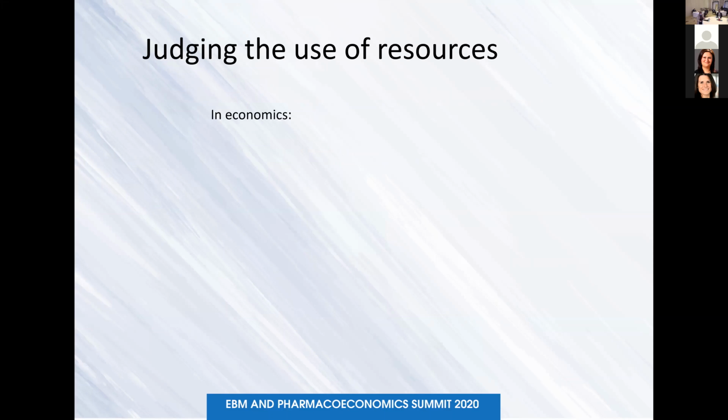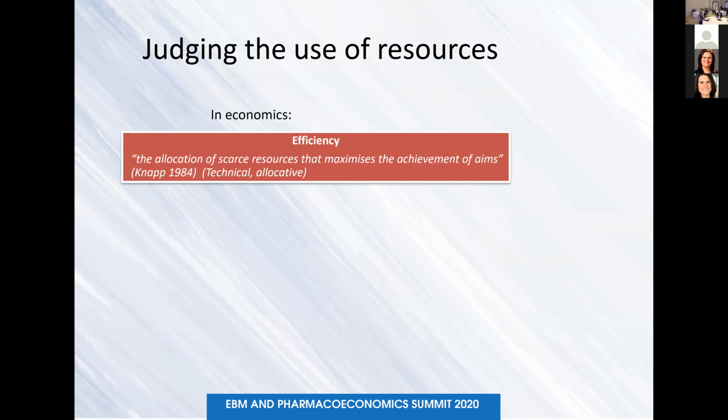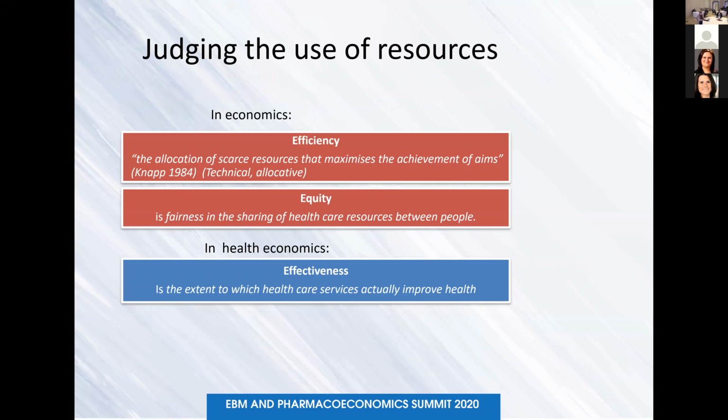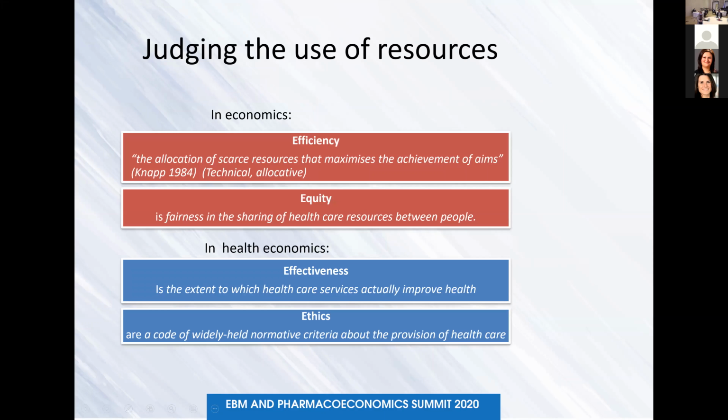So in judging the use of resources in economics, we are very much interested in efficiency, which is the allocation of scarce resources that maximizes the achievement of the aims. We're interested in equity, so fairness in the sharing of healthcare resources between people. Whereas in health economics, we also look at the effectiveness of interventions, so the extent to which healthcare services actually improve health, and also an ethical implication.